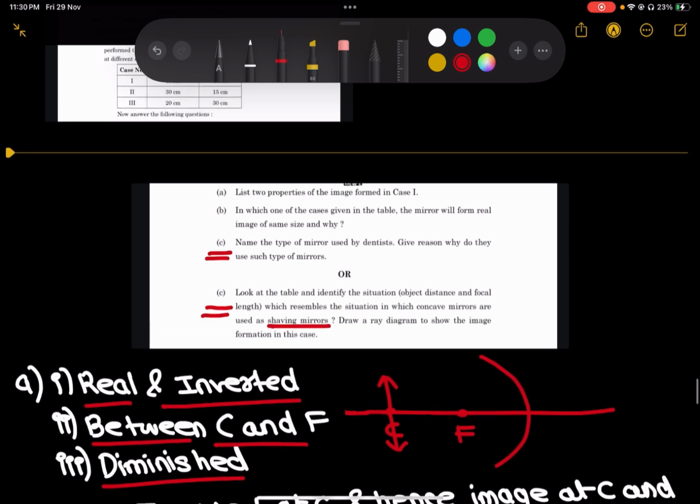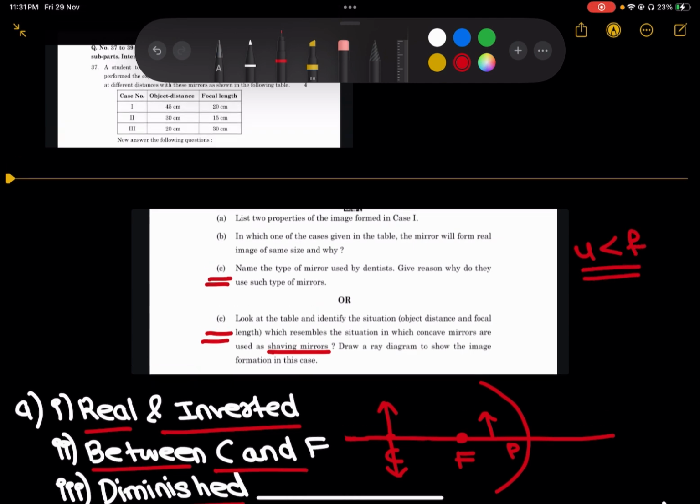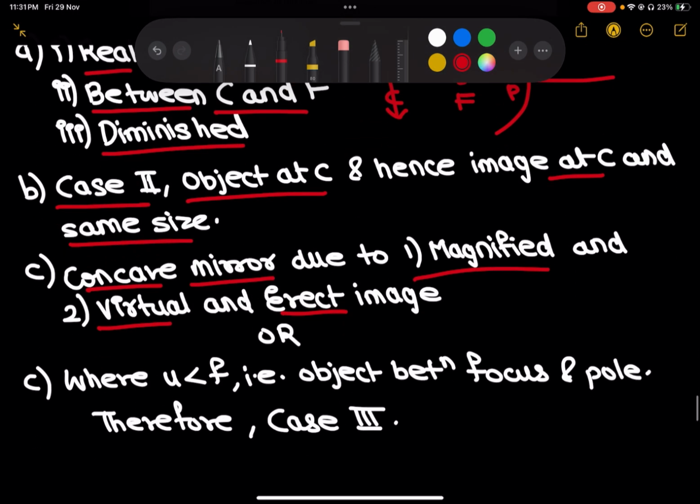So basically that means that the object should be kept here, between P and F, right? So we have to check that the object distance should be less than the focal length. So in which of the following cases, let's see. Case 1, no. Case 2, also no. See case 3. Case 3, focal length is 30, object distance is 20. So 20 is less than 30, right? So in case 3, it will be used as a shaving mirror, okay? So as you can see, where U is less than F, that is, object between focus and pole. So therefore case 3, right?